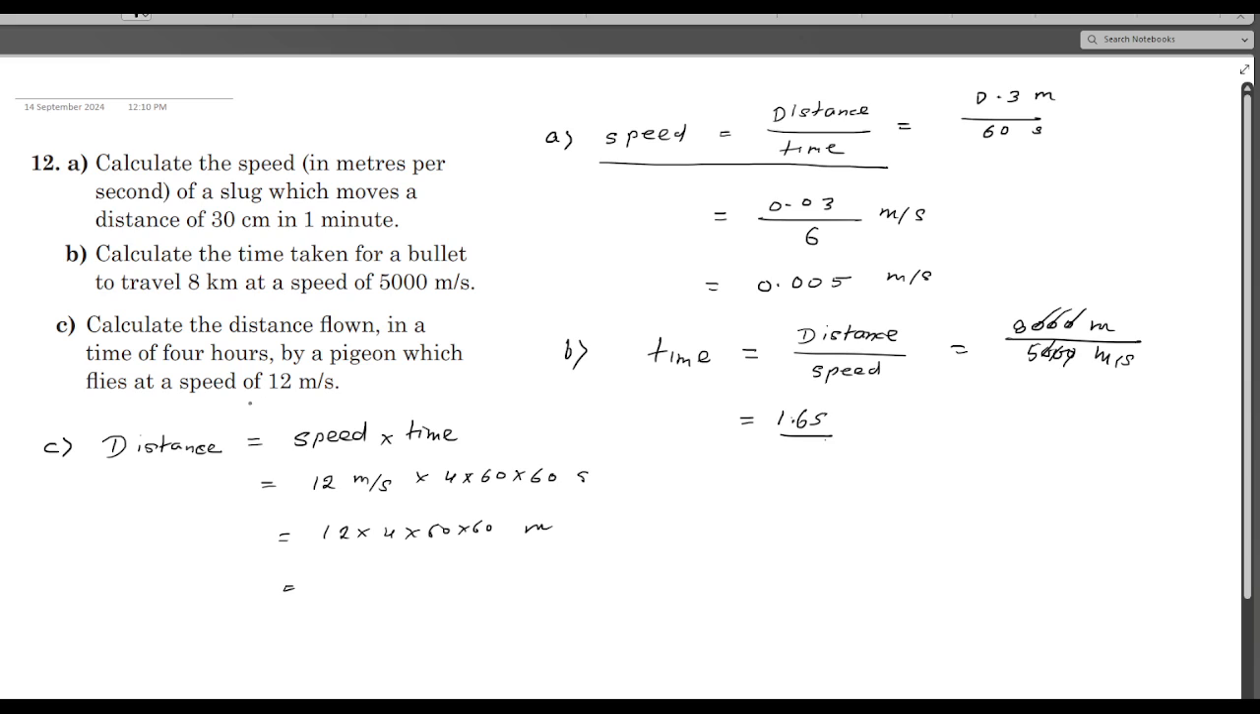Calculate the distance. Now they have not given me any unit, so I can keep it in meter or convert it in kilometer. Now 12 times 4, 48, then into 60 times 60, I will get the result as 172800. Okay, so this much meter, or if I divide it by 1000, it is 172.8 kilometer.